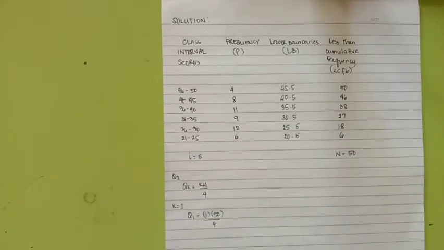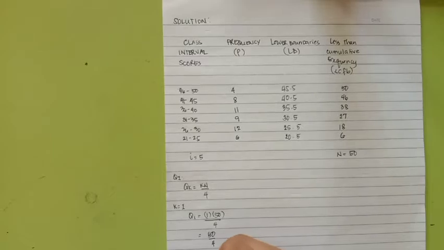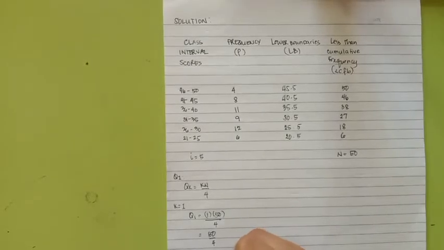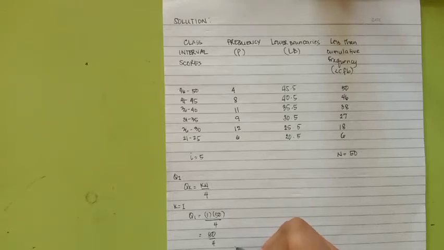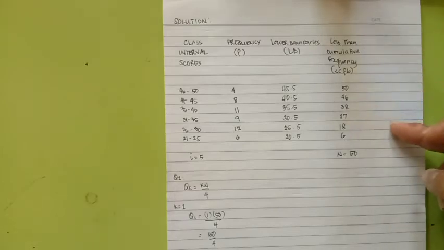And then, 1 times 50 is 50 over 4. 50 divided by 4 is equal to 12.5. So, ibig sabihin, quartile 1 is contained in the 12.5 score. So, yung 12.5 na yon, hahanapin natin dito sa less than cumulative frequency na to.